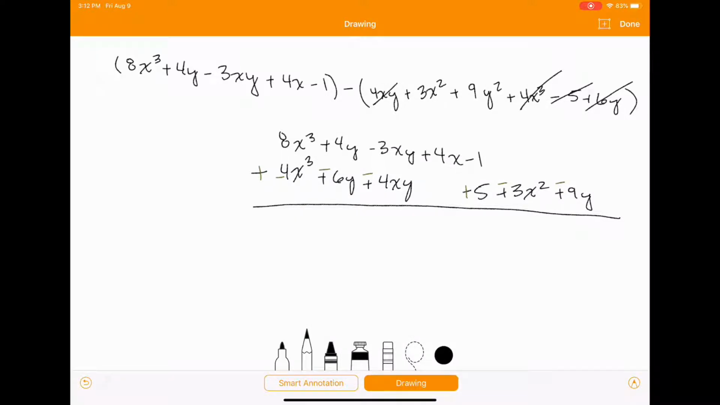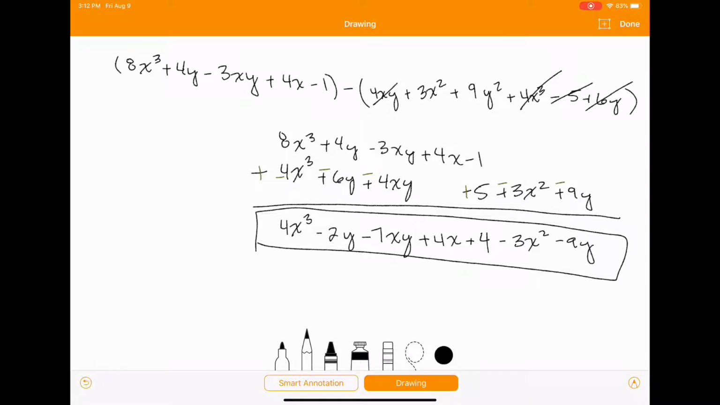So 8x cubed plus negative 4x cubed, we're going to get a 4x cubed. And then 4 minus 6 is going to be a negative 2y. Negative 3 plus a negative 4 is going to be negative 7. And then add our variables. Plus 4x. Negative 1 plus a positive 5 is going to be a positive 4. And then minus 3x squared, minus 9y squared.